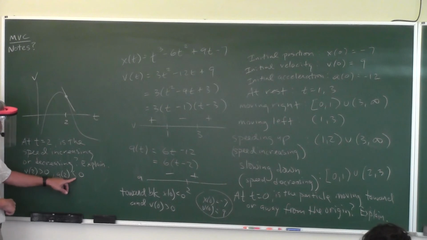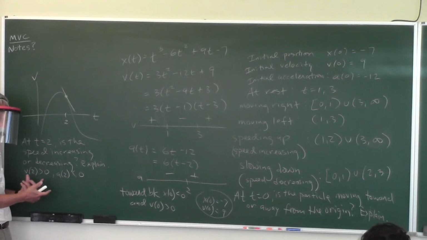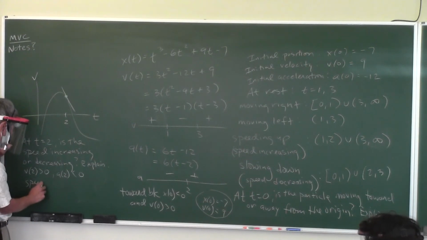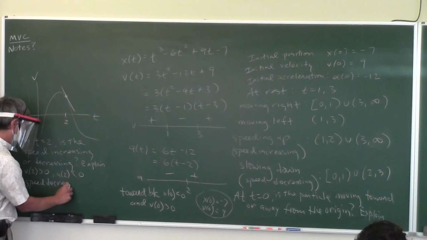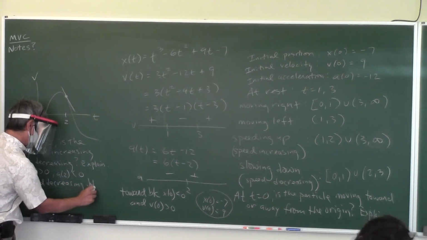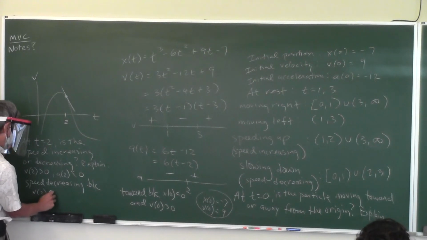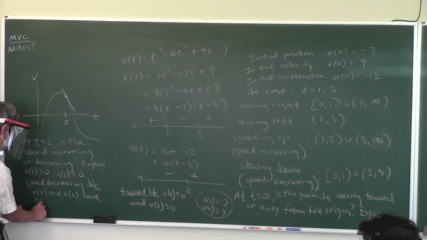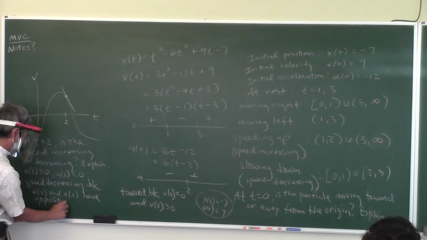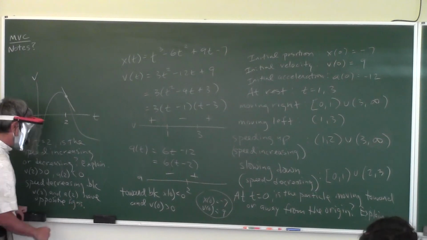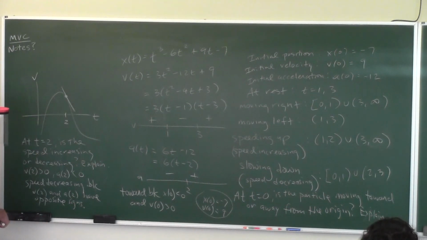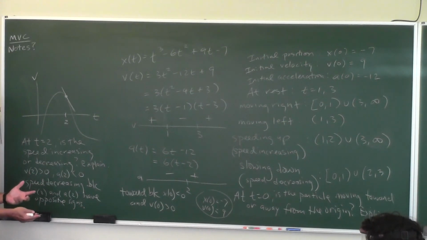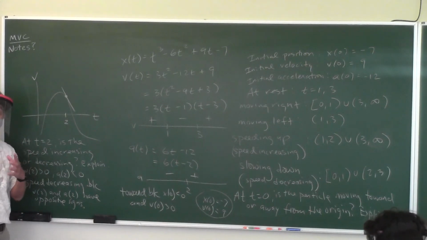So if the velocity and acceleration at t equal 2 have opposite signs, what? The speed is decreasing. So you would say the speed is decreasing because v of 2 and a of 2 have opposite signs. That's how you get points on the AP exam. What would happen if they both were the same sign? Then you would say the speed is increasing because v of 2 and a of 2 have the same sign.